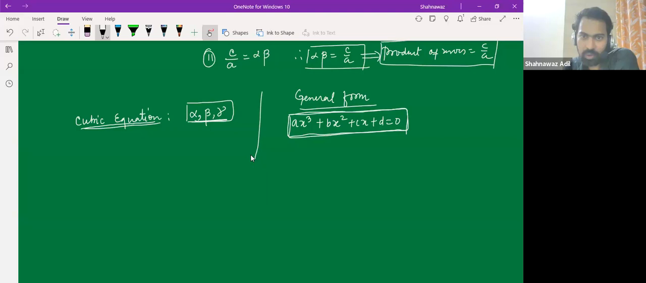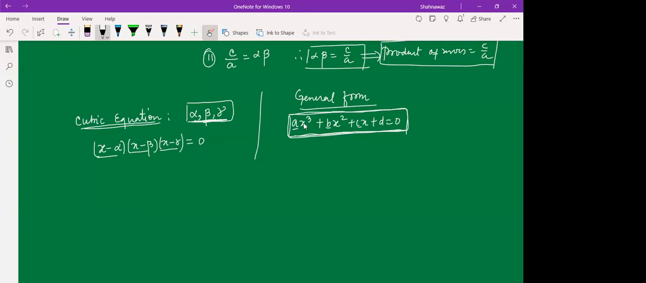And the derivation part I didn't do in the class. So we have ample amount of time, and we can derive the relation between the coefficients and these zeros. So if alpha, beta, and gamma are the zeros, I will have three factors: x minus alpha, x minus beta, and x minus gamma. Right. So these are the three factors of that cubic equation. Is this clear? Yes, sir.